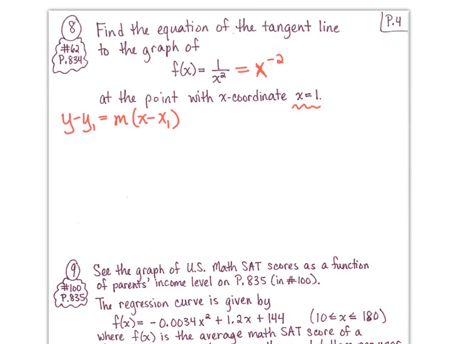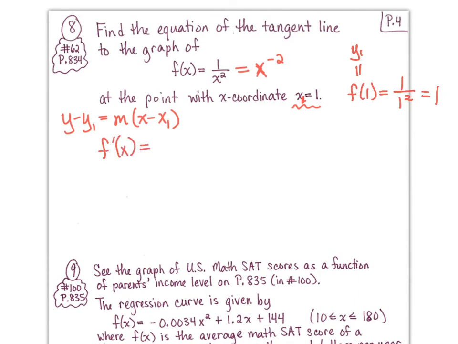You plug 1 into the equation here. We don't have to use this. That was just rewritten for us to find the derivative. So we find f of 1 to find the corresponding y. So f of 1 is equal to 1 over 1 squared, which is just 1. So that's our y1. All right, x1. Okay?